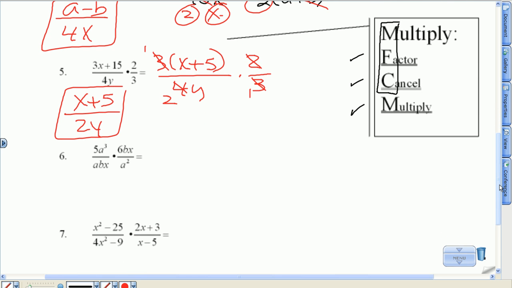Alright, number 6. Look at this. We're kind of in good shape here, and that's because I don't have any binomials to factor, so I'm going to skip the factoring step and go right to the canceling step.